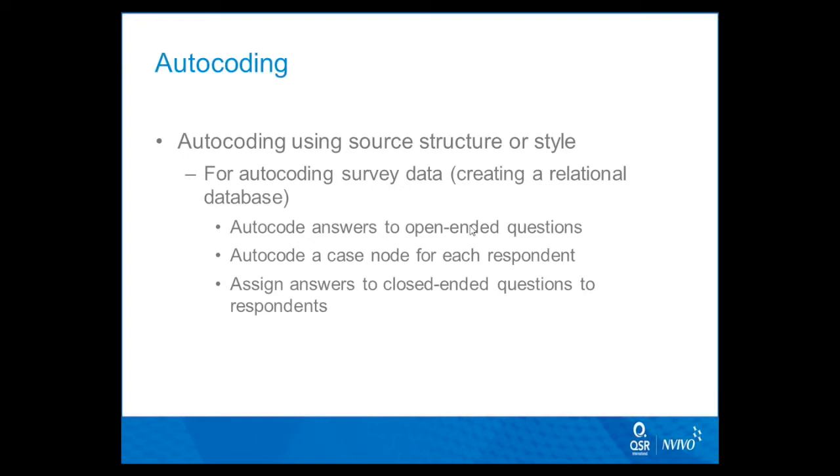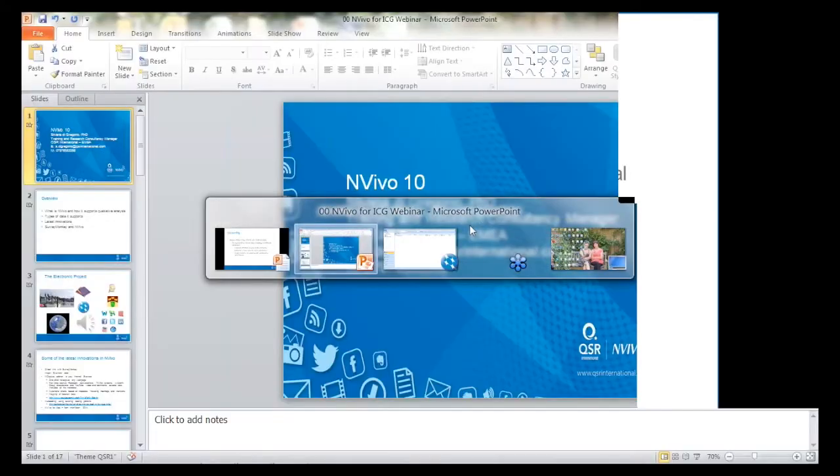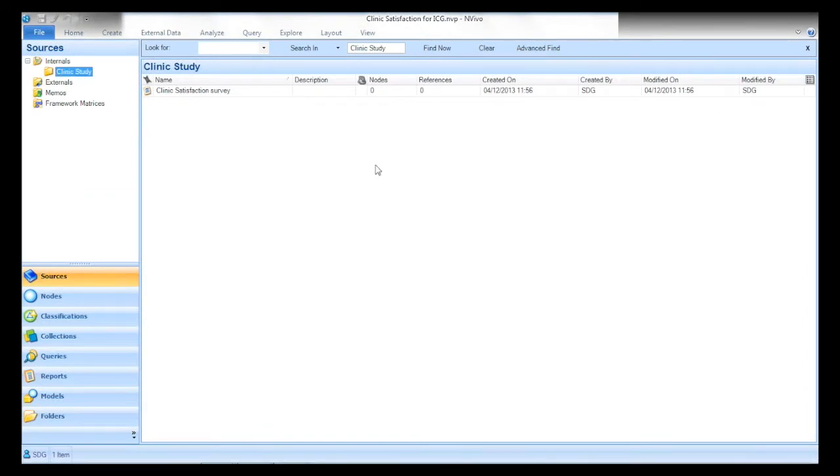And then you can also create a case node for each respondent and then link to that respondent node their answers to the close-ended questions. And then you can cross-compare answers to the close-ended questions to the open-ended questions. So I'm just going to move into NVivo now, just to show you this.